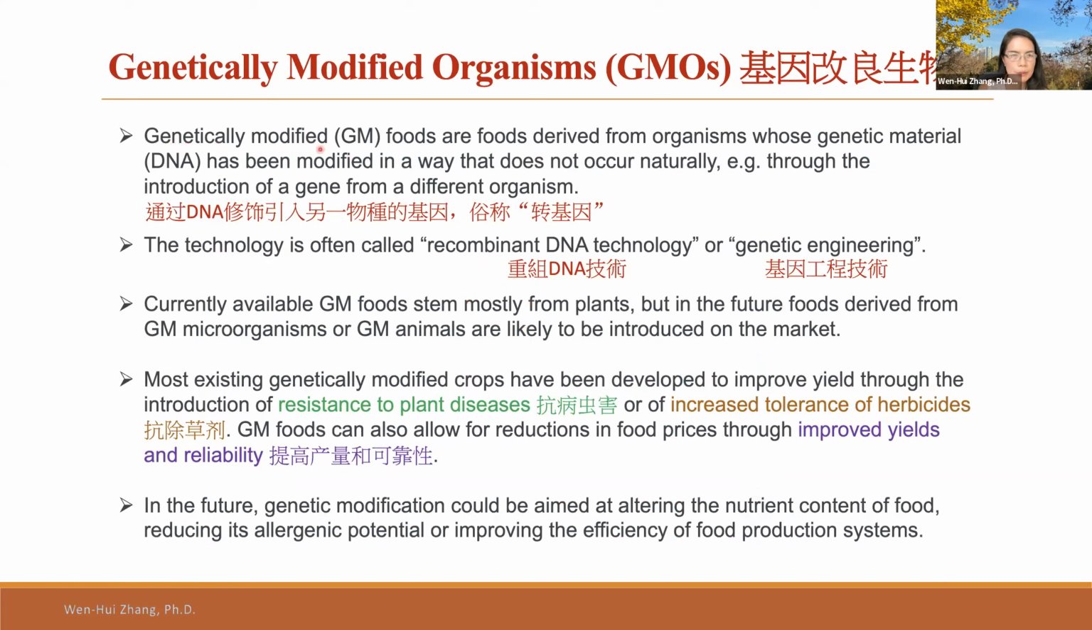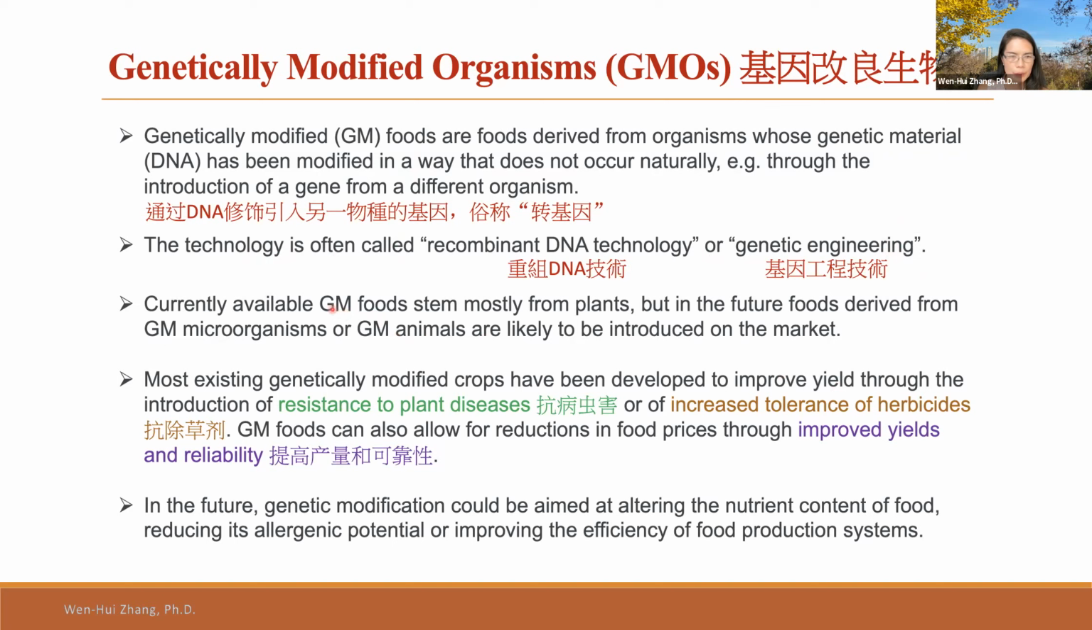So GMO foods, by definition, are foods derived from organisms whose genetic material, the DNA, has been modified in a way that does not occur naturally, like you introduce a gene from a different organism into the food. So the technology is called recombinant DNA technology or genetic engineering.